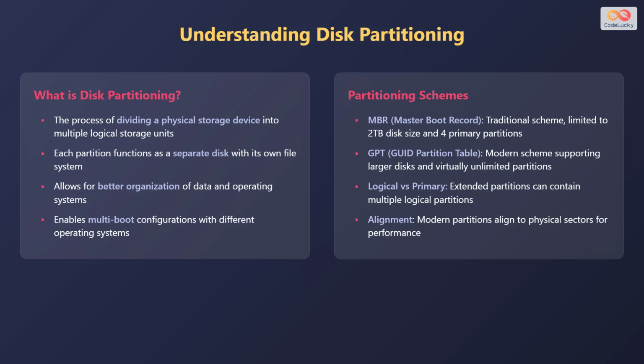There are different partitioning schemes. The first one is Master Boot Record or MBR. It is a traditional scheme and it is limited to 2 TB disk size and 4 primary partitions. The second one is GUID Partition Table or GPT. It is a modern scheme supporting larger disks and virtually unlimited partitions. Extended partitions can contain multiple logical partitions. Modern partitions align to physical sectors for performance.